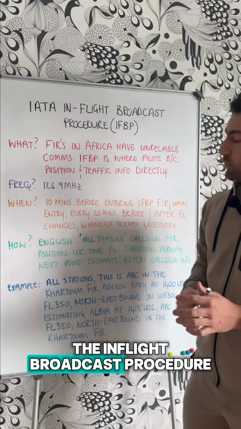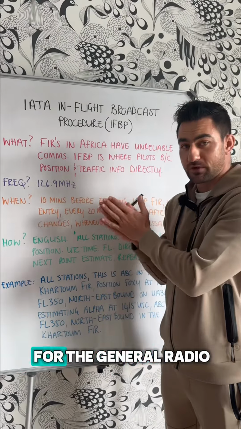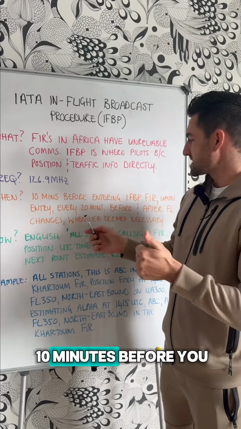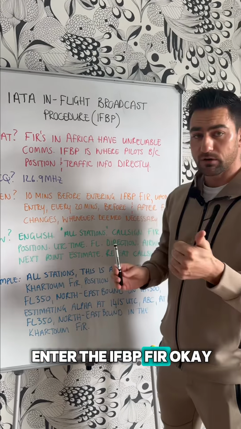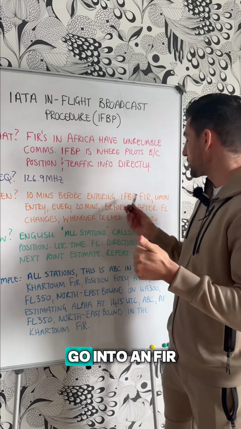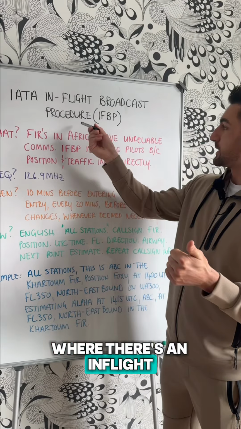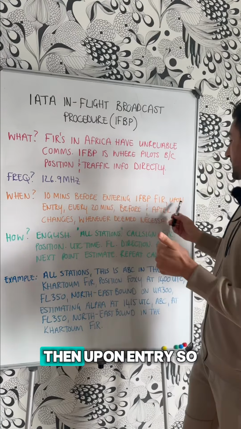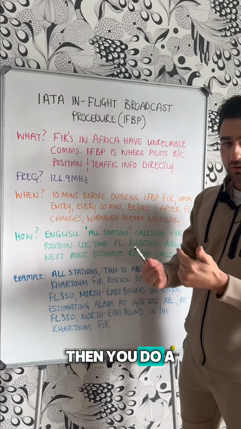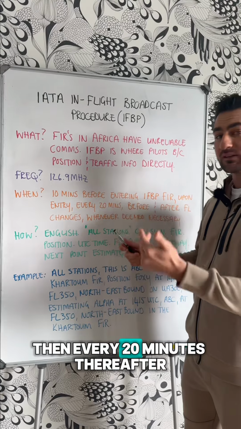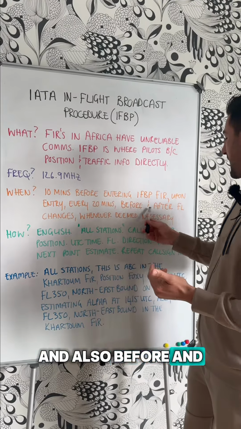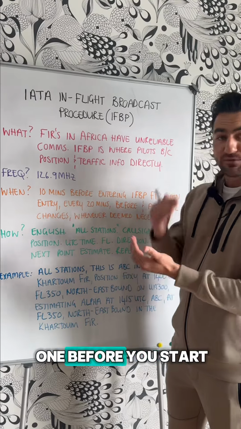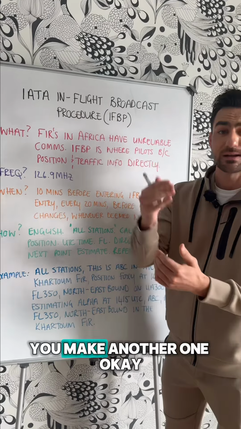When do you use the in-flight broadcast procedure? By the way, guys, this is super important for the general radio exam. Remember, this is 10 minutes before you enter the IFBP FIR. So 10 minutes before you go into an FIR where there's an in-flight broadcast procedure, you need to be on this frequency and start monitoring what's going on there. Then upon entry, you make a radio call as well. Then every 20 minutes thereafter, and also before and after you make flight level changes. If you climb or descend, you must make one before you start to climb, and once you've leveled off, you make another one.